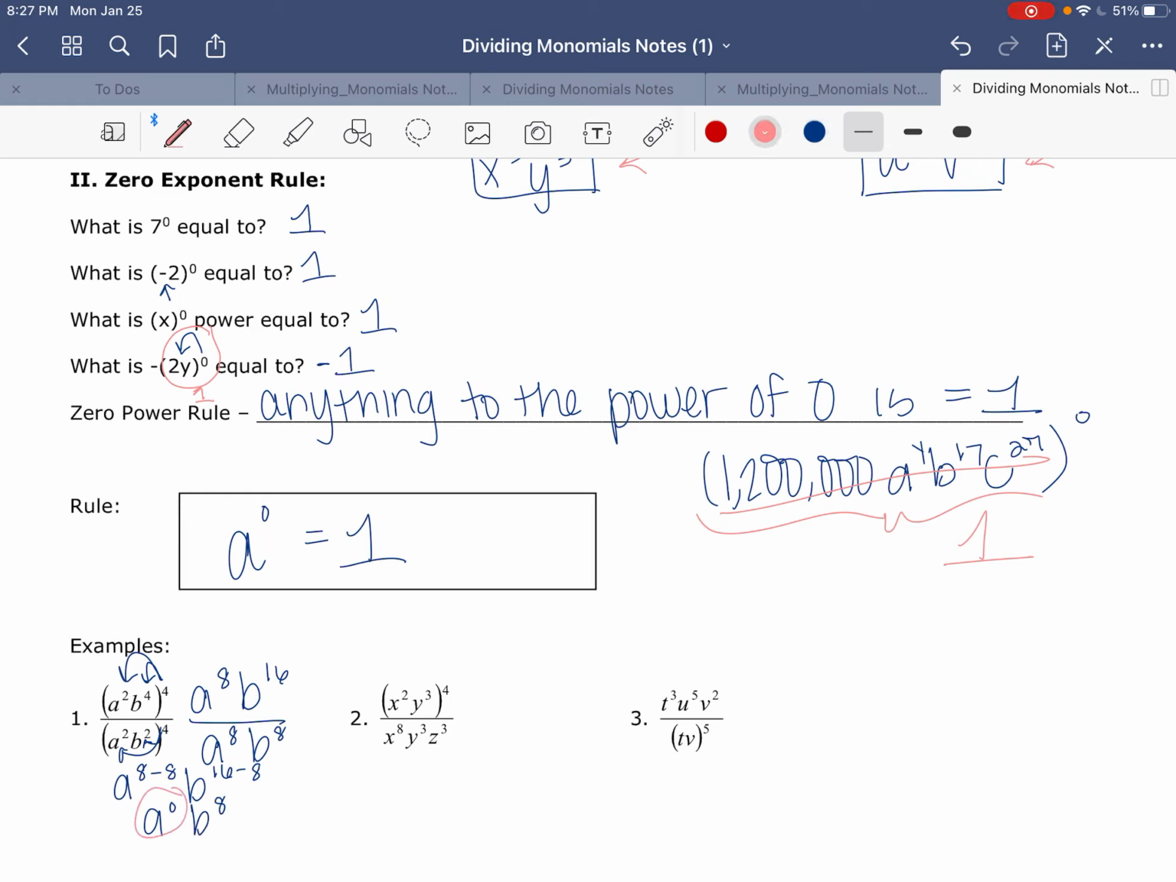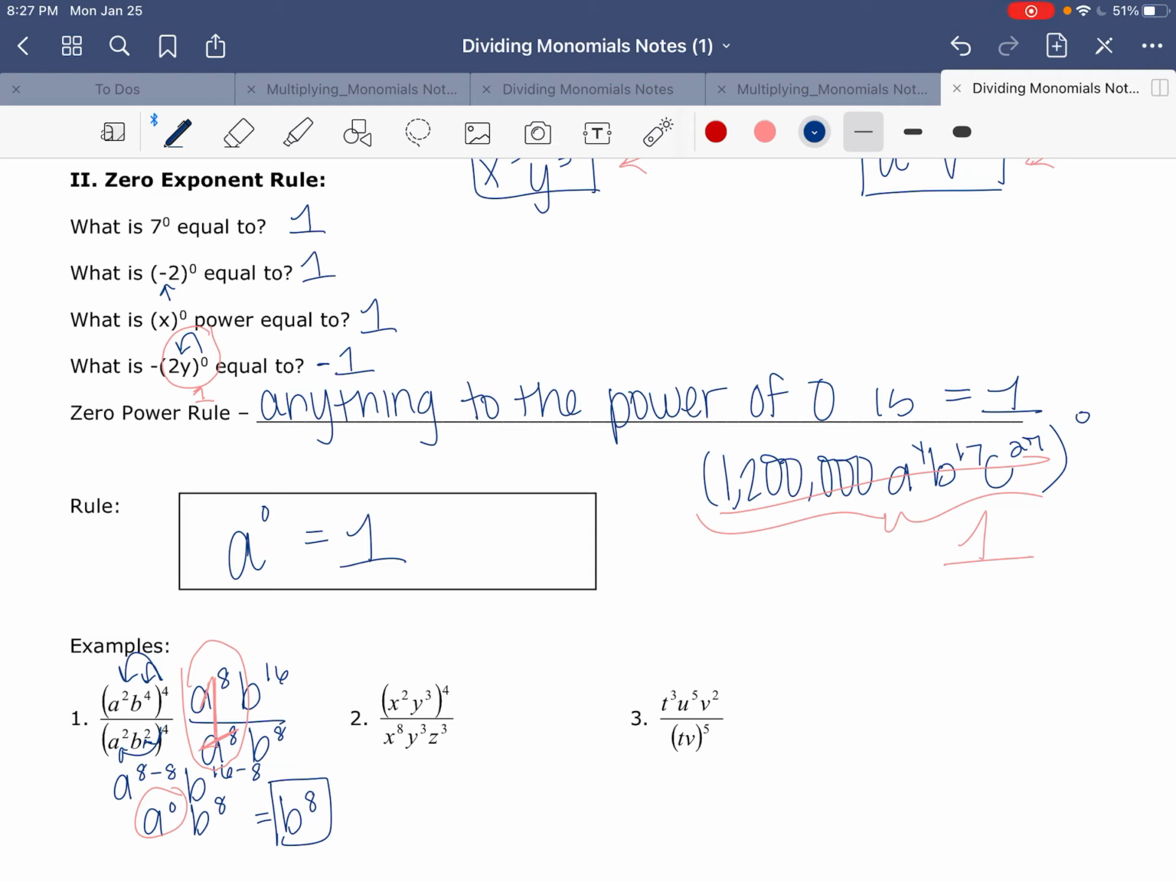But I know that anything to the power of 0 is 1, so I'm just going to say this is b to the power of 8. And if you think about it, anything divided by itself is 1. So right here, a to the 8th over a to the 8th would really become a big old 1. So let's look at 2.